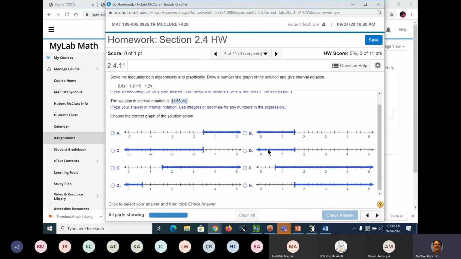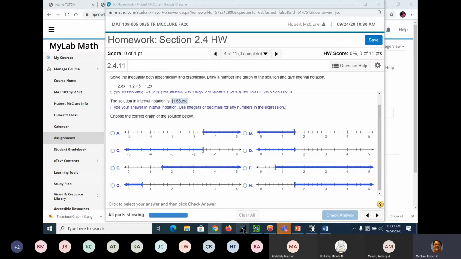And which one is it? We said it looks like the 1.55 and to the left. So that means that's not it. That's not it. That's not it. That's not it. We know it has to be a closed circle or a bracket. So let's just do some deduction here.